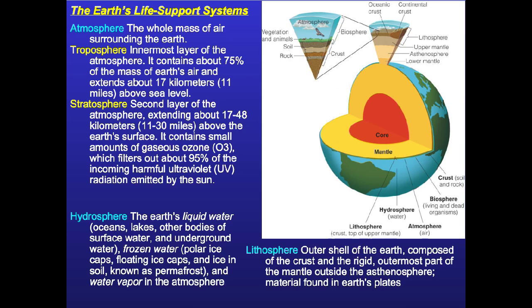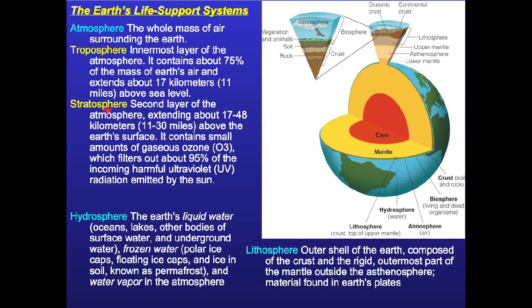There are 5 layers of the atmosphere, but the two most important ones that we're going to be talking about in this class are the troposphere and the stratosphere. Now the troposphere is the innermost layer. It's the one that we interact with. Every time you take a breath in, you're pulling some troposphere in. It also contains 75% of the mass of the Earth's air.